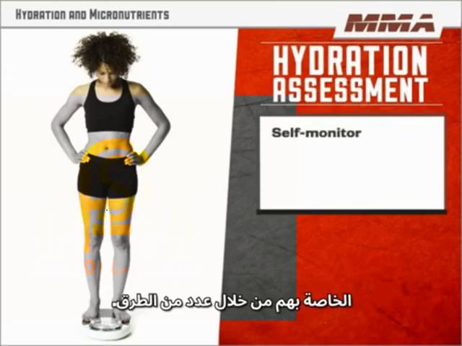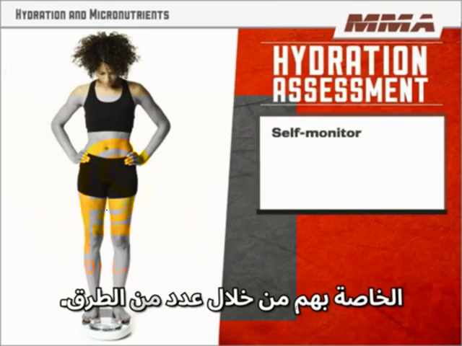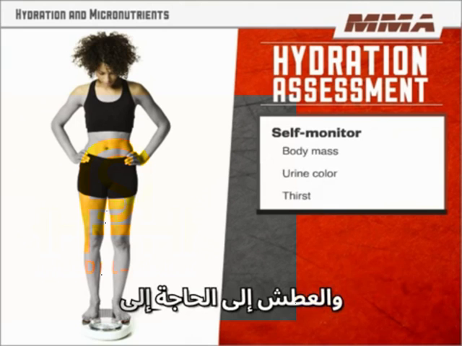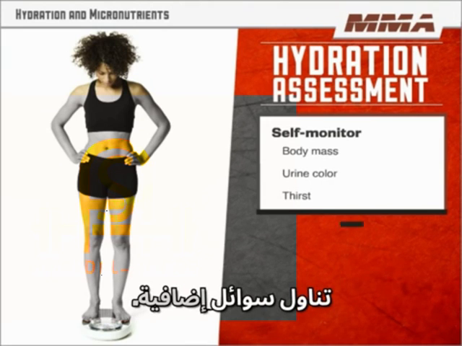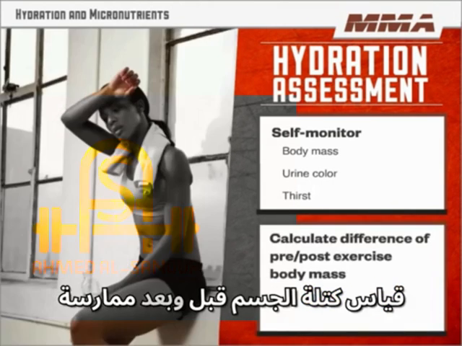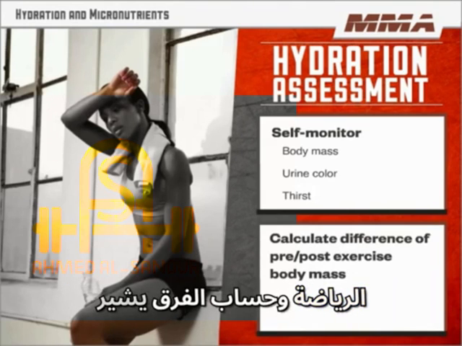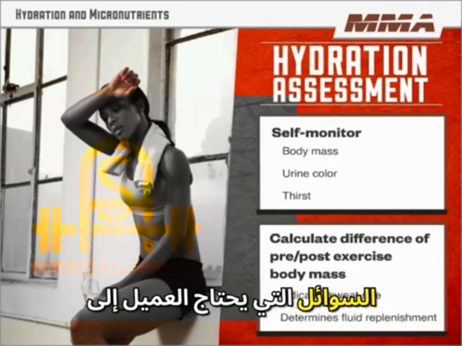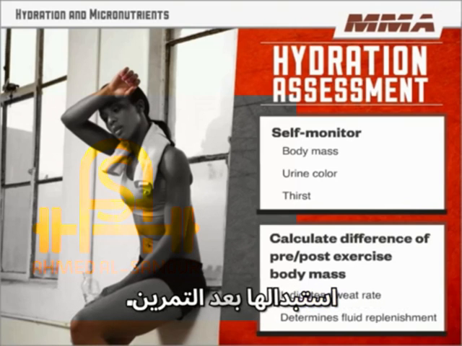Clients can monitor their own hydration status through a number of ways. Body mass changes, urine color, and thirst all indicate the need for additional fluids. Measuring body mass before and after exercise and calculating the difference indicates sweat rate. Sweat rate helps determine how much fluid a client needs to replace after exercise.